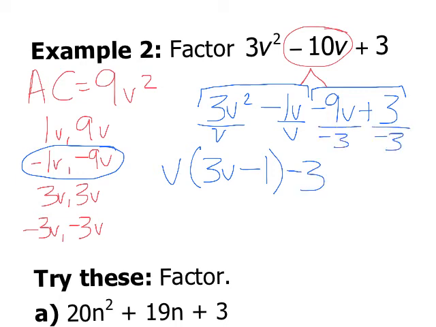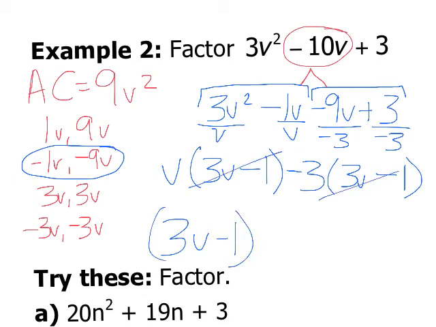And let's hope it works. Negative 9v divided by negative 3 is positive 3v. And 3 divided by negative 3 is negative 1. So do your parentheses match? Yep. Awesome. We've done something right. So 3v minus 1 comes out. Factor it out, and I'm left with v minus 3. Okay, so that's a problem more holistically.